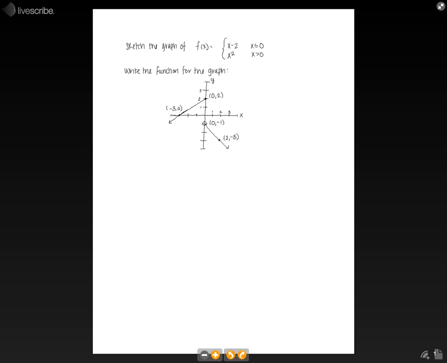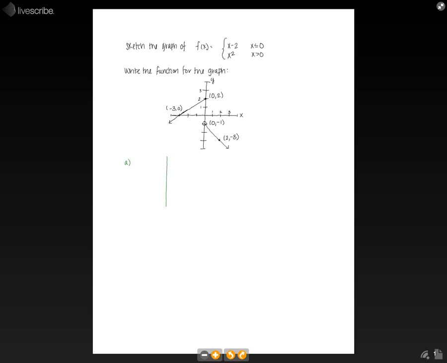In this pencast, we're going to be learning about piecewise functions. So the first problem says, sketch the graph of f of x equals x minus 2 for x is less than or equal to 0, and x squared for x is greater than 0. Alright, so let's call this part A.